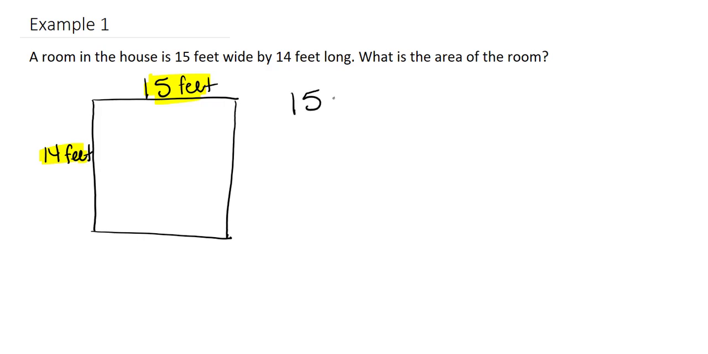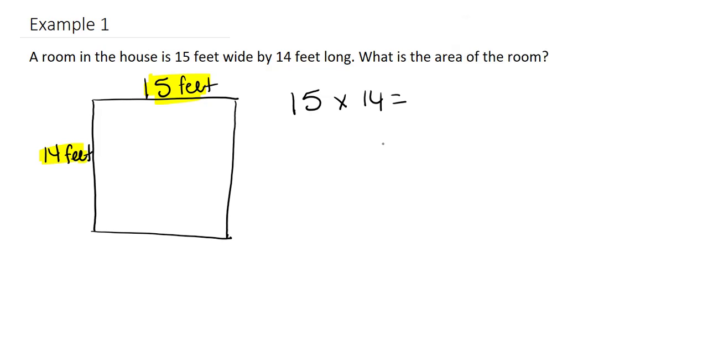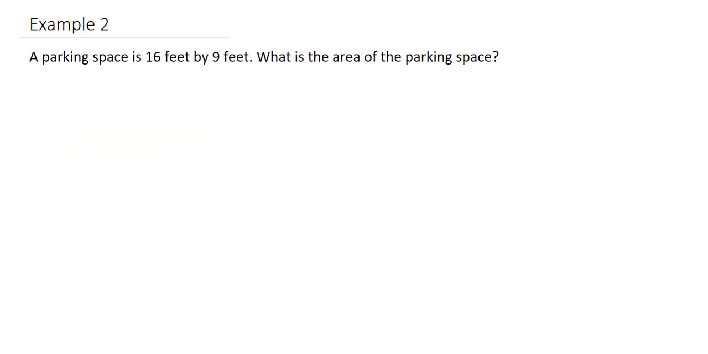So 15 times 14, we'll just get our calculators out. 15 times 14, and we get 210 feet squared. So the square footage in that room is 210 feet squared. So let's do another example.